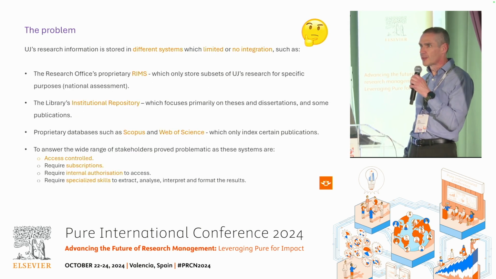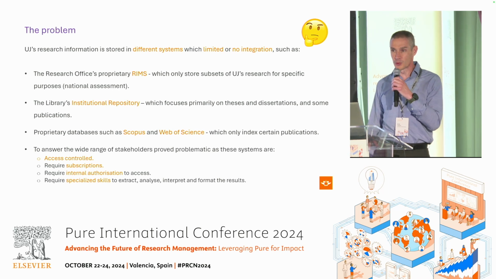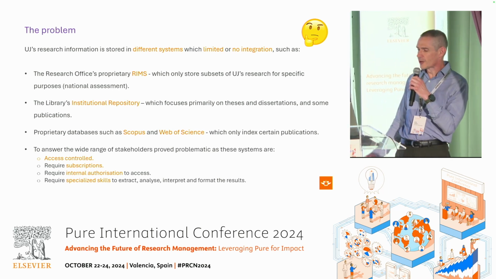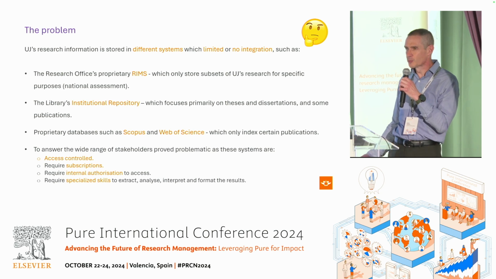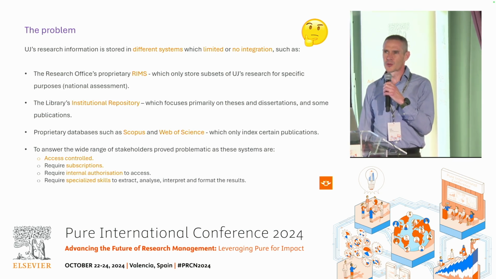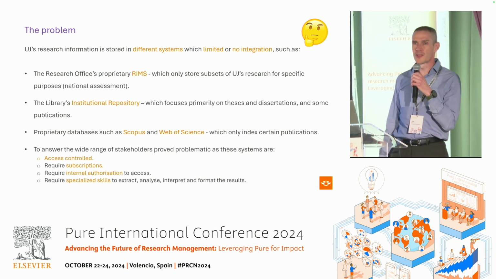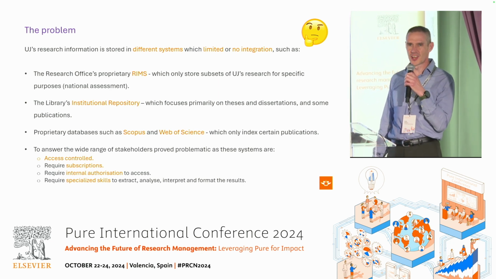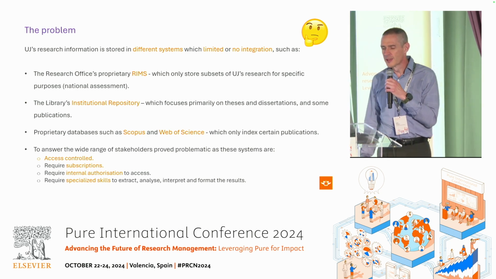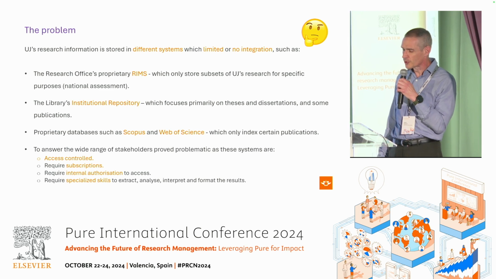And so the issue that we found, and I think it is common with many of the other institutions, is we do have this data, but it's not integrated. It's stored in different systems. We have a RIMS or a CRIS, as some people refer to it, but we use that primarily for our national assessment. We have an institutional repository that's very centered on theses and dissertations, some publications, but it's by no means comprehensive. Of course, we have databases like Scopus and Web of Science that we subscribe to, but the issue with those systems is they are all access controlled.